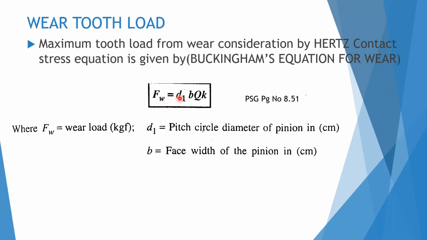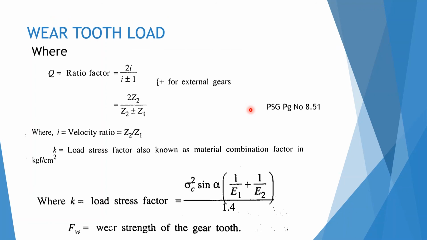Fw is equal to d1 × b × Q × K, where Fw is the wear load in kilogram force, d1 is the pitch circle diameter of the pinion in centimeters, and b is the face width of the pinion in centimeters. Those equations are in the PSG data book page number 8.51, where Q and K can be calculated by using these equations. Q is the ratio factor, and that depends upon the velocity ratio. The velocity ratio i is equal to z2 / z1, and the ratio factor Q is equal to 2i / (i ± 1).